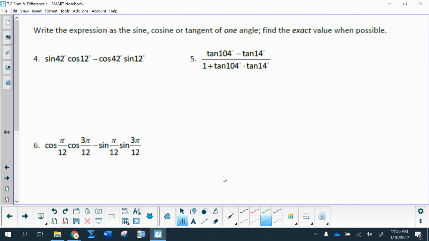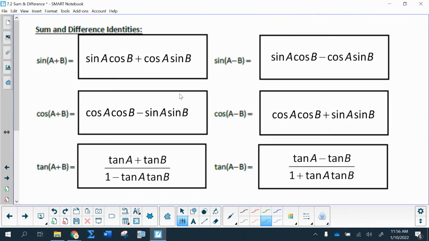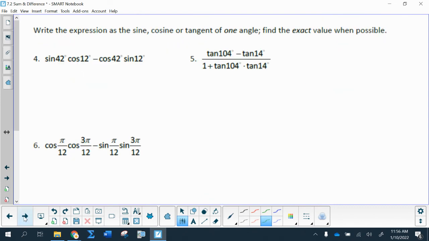All right, these are usually a little bit easier. This is actually working backwards from the formulas. So you're looking for what formula does this look like, and then write it backwards, and hopefully it's an angle on the unit circle. So this is sine cosine minus cosine sine. So sine cosine minus cosine sine is sine of A minus B. So this is sine of 42 minus 12 is what that actually is, which is sine of 30, and sine of 30 is a half.